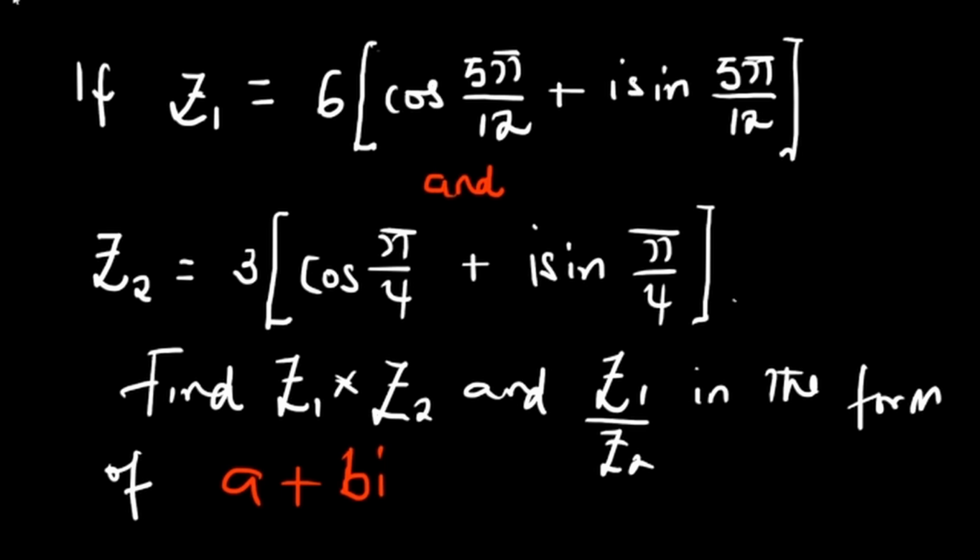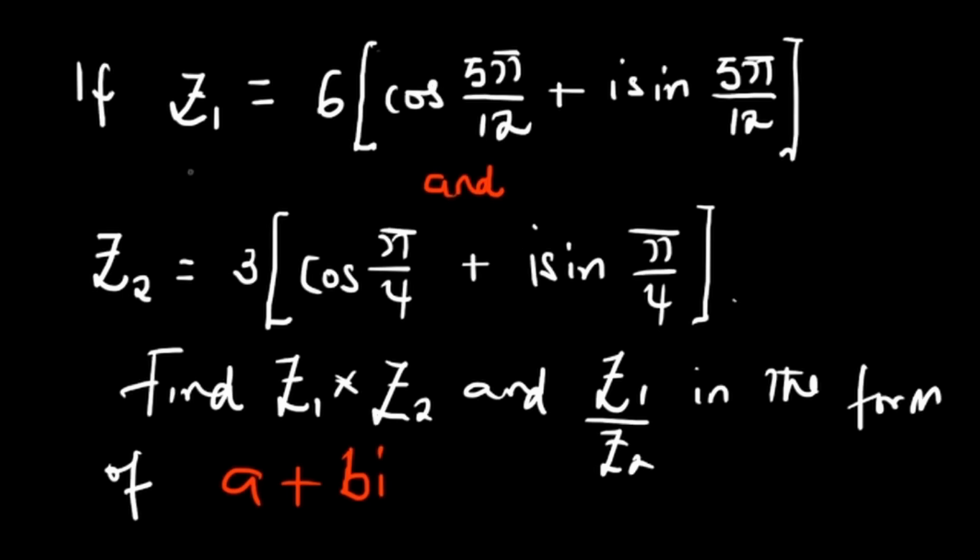Today I'm going to show you how to multiply and divide two complex numbers in polar form and also express them in the form of a plus bi, or in rectangular form. Without further ado, let's dive right into it.